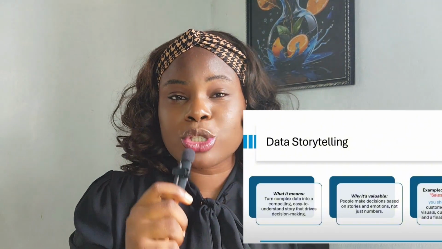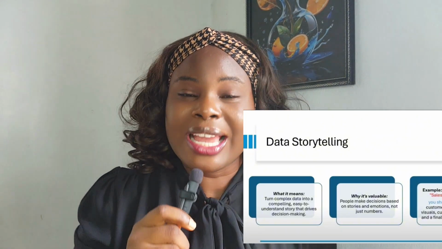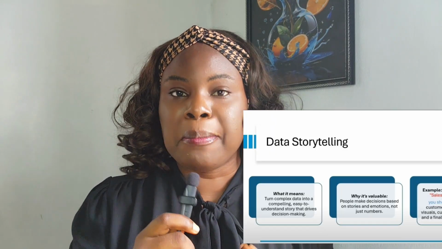Now, the second thing you need to be doing is data storytelling. So what is storytelling? It is when you turn complex data into a compelling and easy to understand story that drives decision making. You need to understand that people don't make decisions based on math or numbers. People make decisions based on emotions. So you can be a data analyst building dashboards and reports, and nobody uses your recommendation. They don't use your report. Don't use what you're giving them.